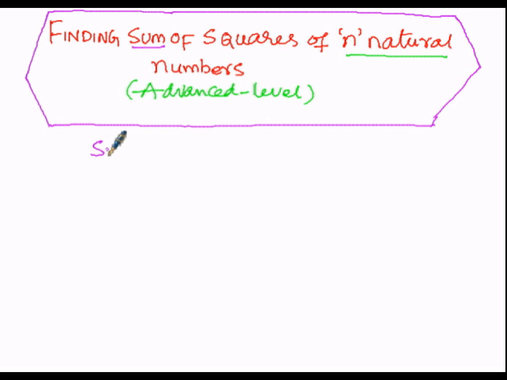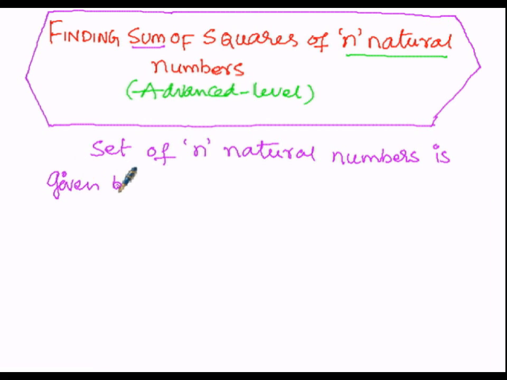Then the set of n natural numbers is given by: since the least natural number is 1, the set consists of 1, then the next consecutive or succeeding natural number will be 2, then follows 3, 4, 5, and so on. Since the set consists of n natural numbers, it goes up to n. So here we need the sum of the squares of n natural numbers.